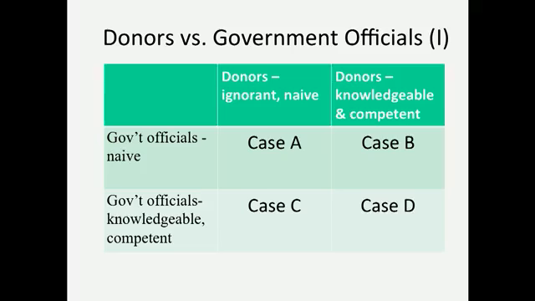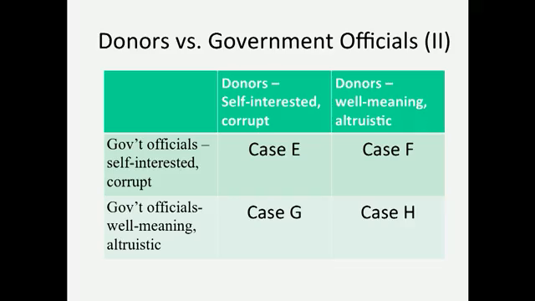Some students push back and say that there are people with different knowledge and skill levels in both donor and government organizations, and of course they're right. But I tell them to think about which case, on balance, do they think is most typical. This next 2x2 table presents a slightly different topology of the motivation of donors and government officials. This topology separates both groups into self-interested, corrupt versus well-meaning, altruistic.